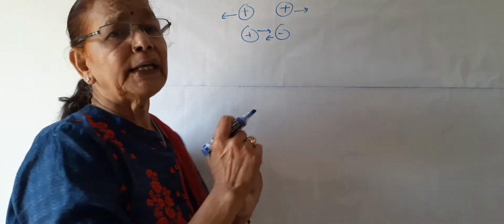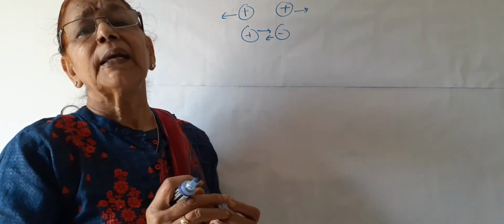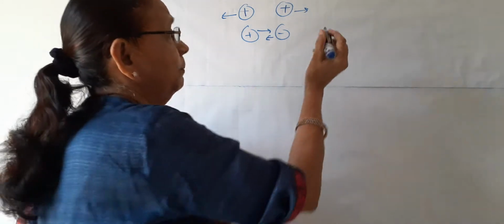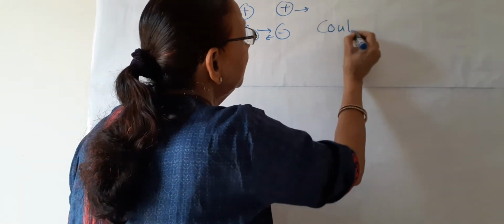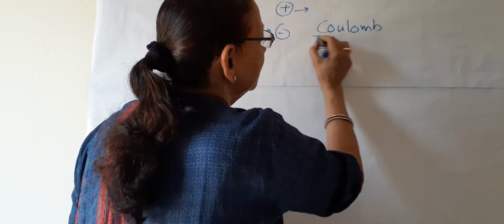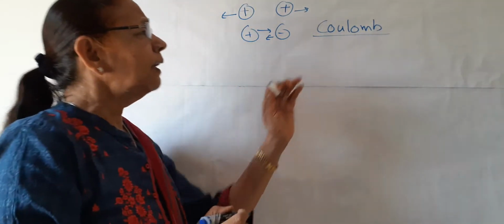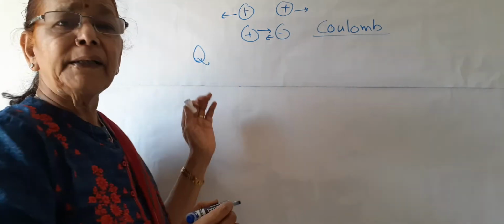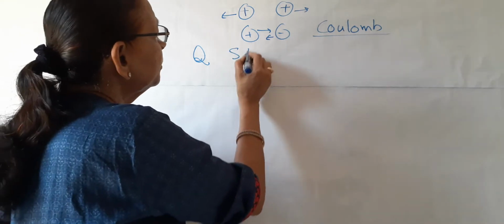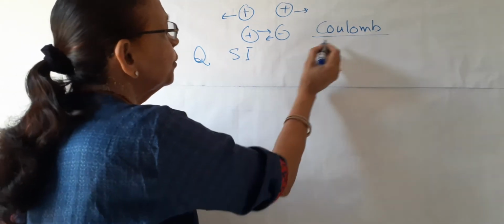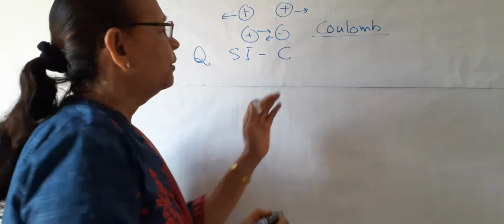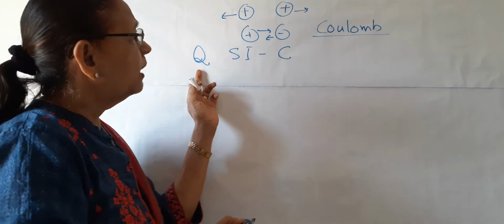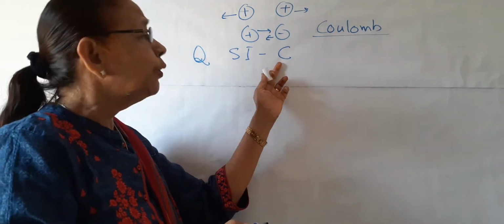Now one more thing, this charge can be measured in a unit known as coulomb. Coulomb is named after a scientist. So coulomb is the unit of charge. The charge we denote by the letter Q, and the SI unit of this charge Q is coulomb, which is denoted by capital C. So Q is the charge and C is its unit.